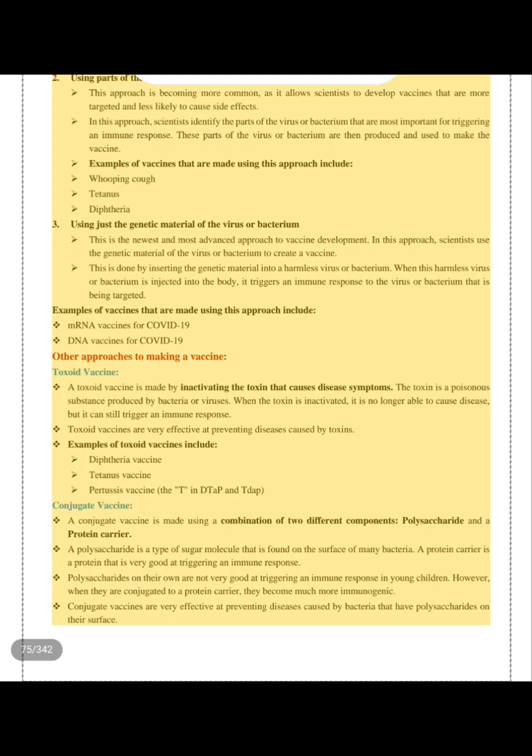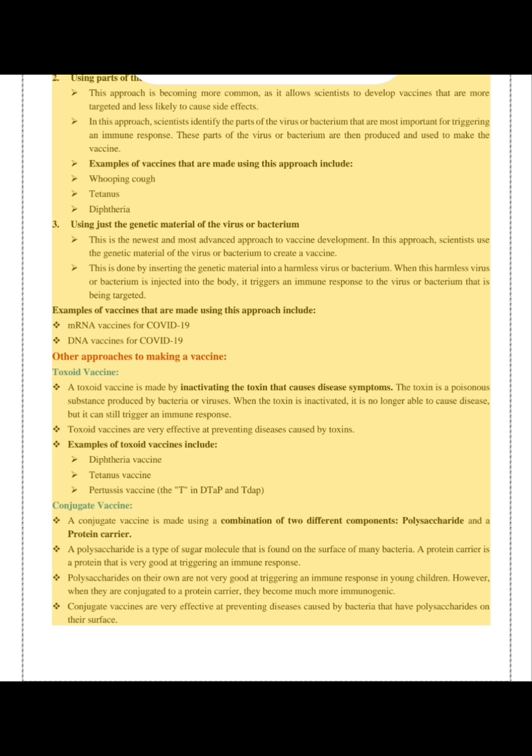2. Using parts of the virus or bacterium that trigger the immune system. This approach is becoming more common, as it allows scientists to develop vaccines that are more targeted and less likely to cause side effects. In this approach, scientists identify the parts of the virus or bacterium that are most important for triggering an immune response. These parts of the virus or bacterium are then produced and used to make the vaccine. Examples of vaccines that are made using this approach include whooping cough, tetanus, diphtheria.